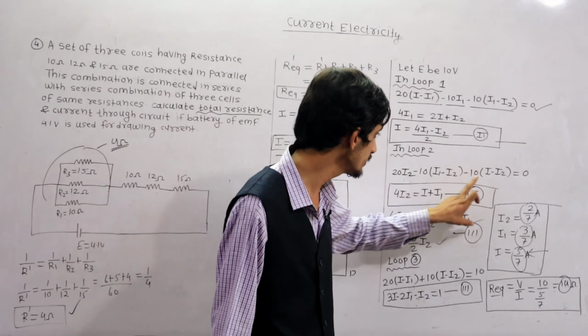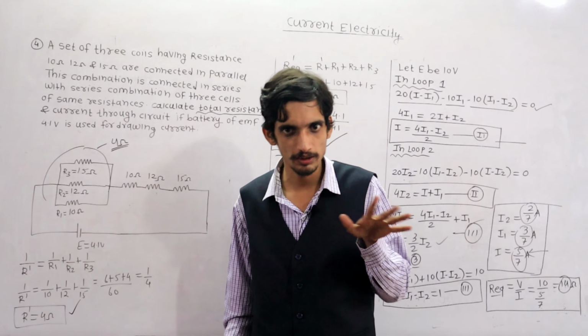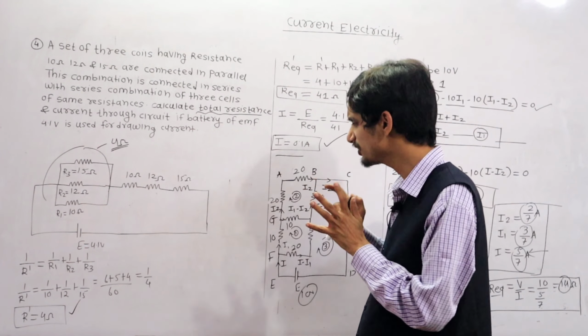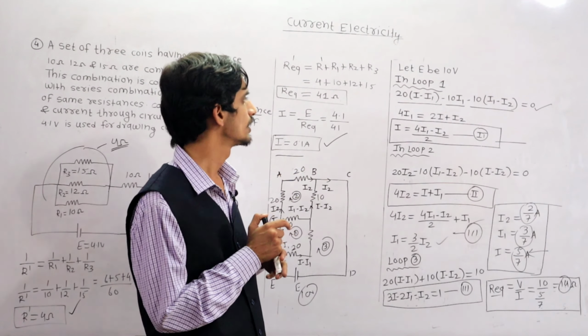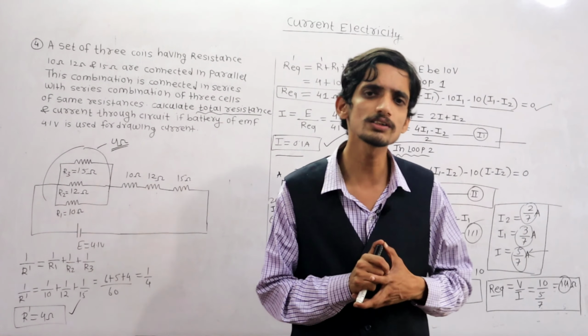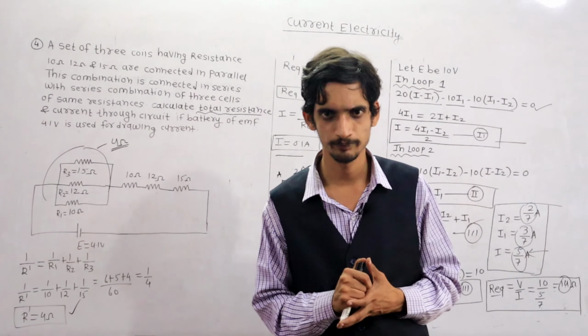So that's why here we have written I1 minus I2. Whenever there is a branch which is common to both loops, you have to take I1 minus I2 if you are applying KVL in the first loop. If you are applying KVL in the second loop, and that branch is common, you have to take I2 minus I1. Clear? Okay. So in this way I completed the 4th and 5th problems. Now we are going to discuss the next problems.